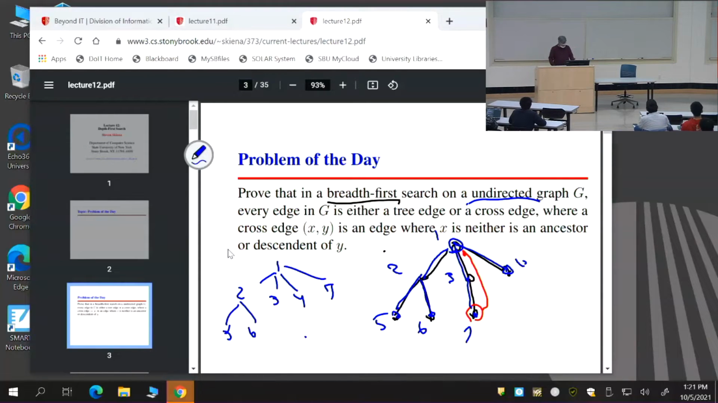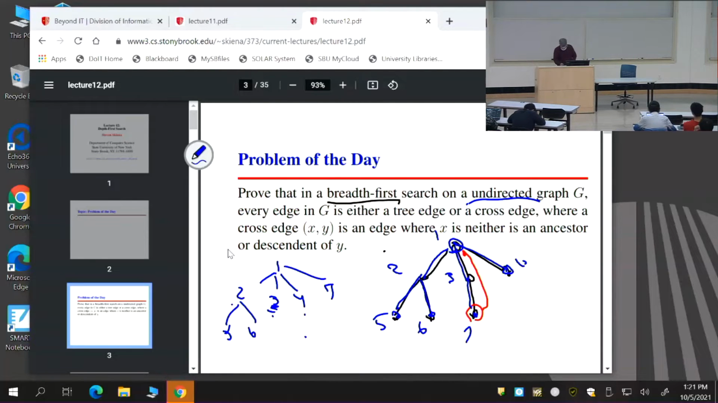Does everybody kind of see this thing? That there would have been an edge when we explored 3. What would have happened when we explored 3? Again, remember what the process is. We would have discovered 2 and 3 and 4 and 5. What would have happened when we expanded vertex 3?